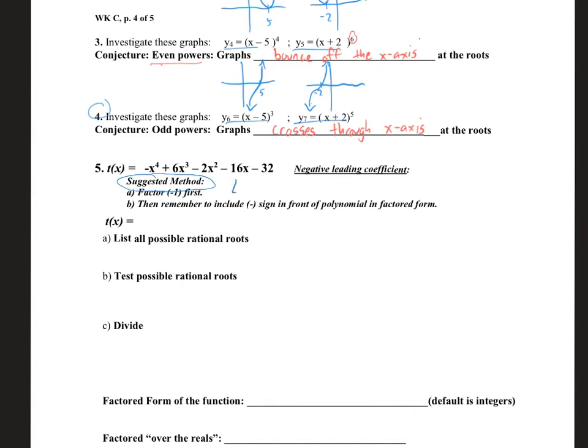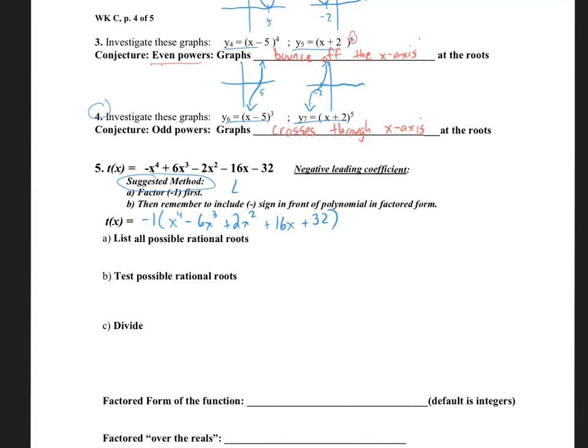So let's take the t of x. I'm going to write it down here. I see it there. I'm going to factor out the -1. We have x to the 4th minus 6x to the 3rd plus 2x squared plus 16x minus 32. Or sorry, plus 32. Okay, and we're going to go through the process here. Notice we have a quartic, and this is going to maybe create a little bit more work. Our whole goal is to get this polynomial down to a quadratic that we can use either the quadratic formula or factoring to solve.